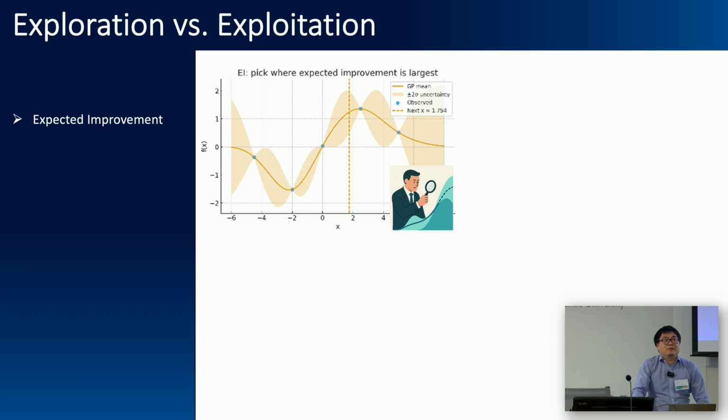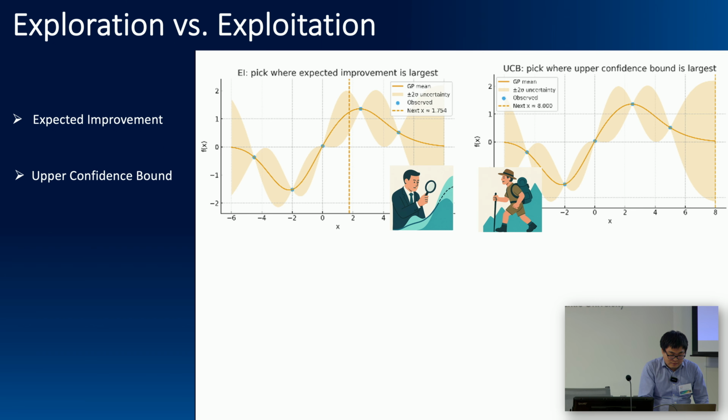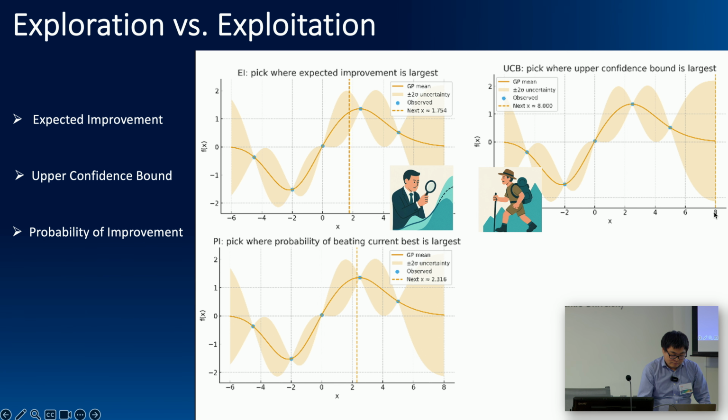It's like a cautious investor. You try to find a place where your expected improvement is the best. And second is upper confidence bound, where you want to find the opportunity where the upper confidence bound is the largest. Like here, you see this gives the largest upper bound. You choose to try x equals 8.